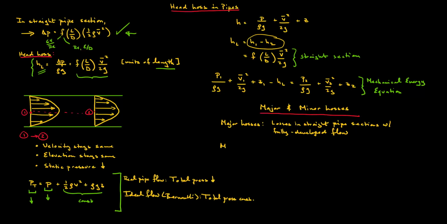But what we also know is that we have another type of loss, which we call a minor loss. And these minor losses are losses due to different fittings, valves, and expansions, contractions that we might encounter in our system. So these are losses due to fittings, valves, sudden expansions, etc.